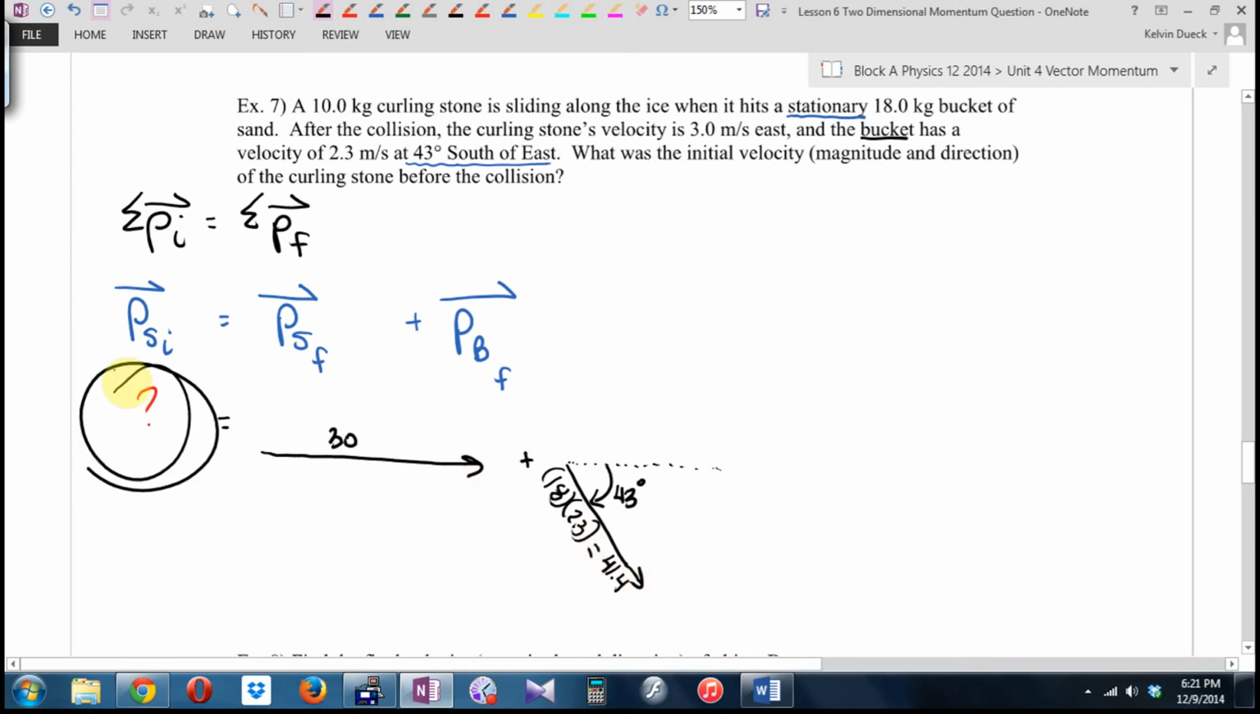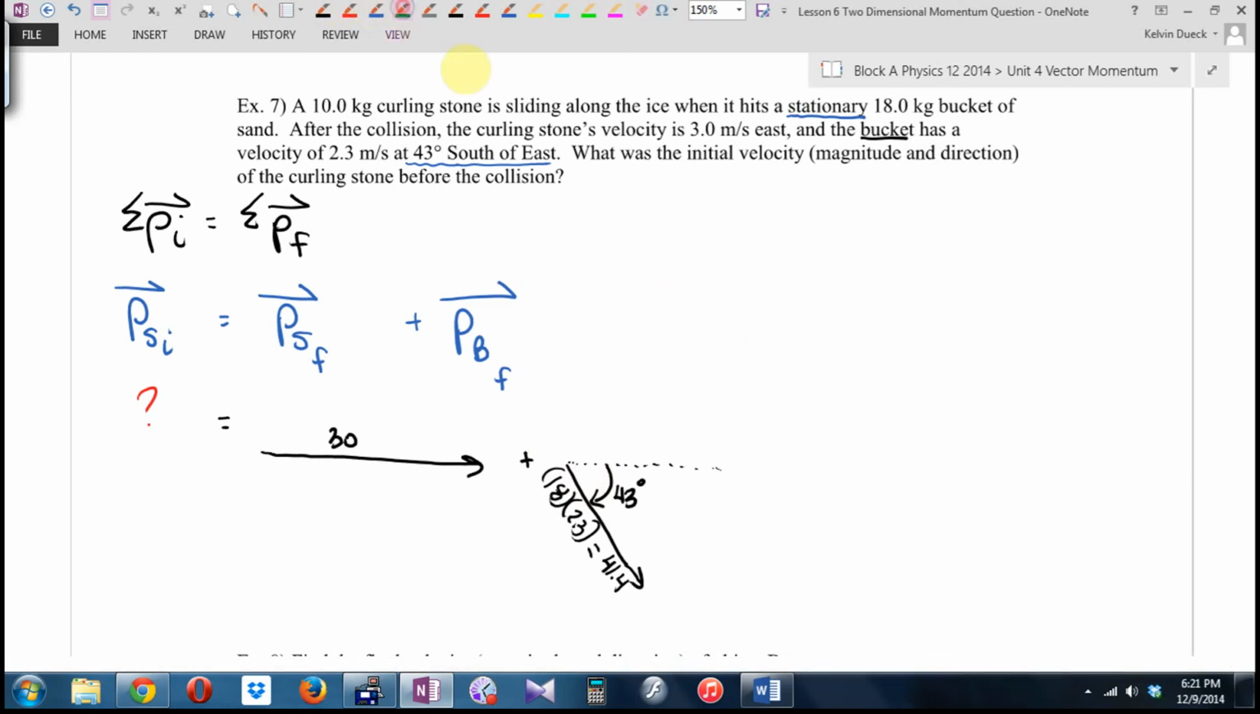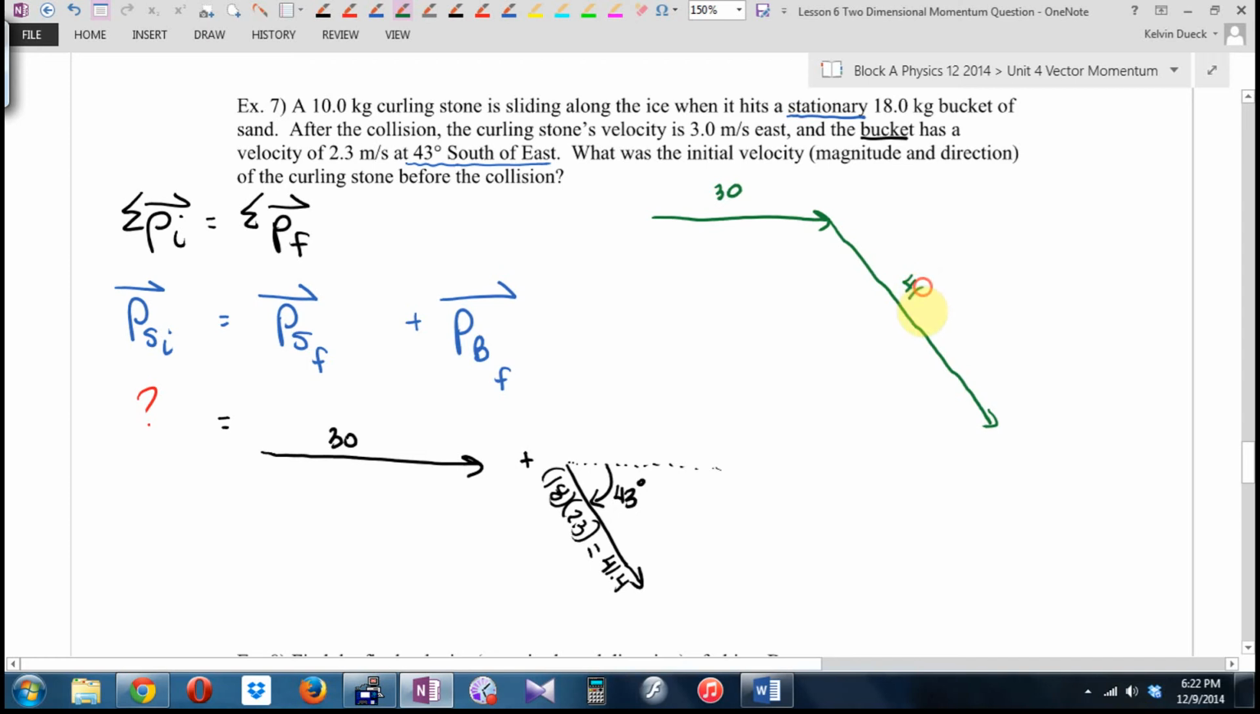Now, I don't know what this looks like yet, but I do know how to add this and this together. There's a plus sign. How should I draw them? You guessed it, tip to tail. So what's that going to look like? I'm going to try drawing it nice and big up here. It's going to look like this. 30, mass times velocity. 41.4, so that's going to be a little longer, maybe like that. 41.4. Oh, and they told me that this angle here was 43 degrees.